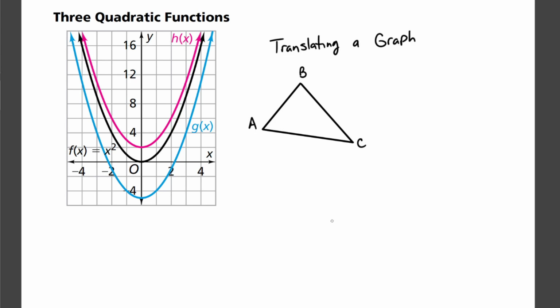We are going to be looking at how to translate a graph. So we had arithmetic sequence, geometric sequence, and we're going straight into translating a graph.